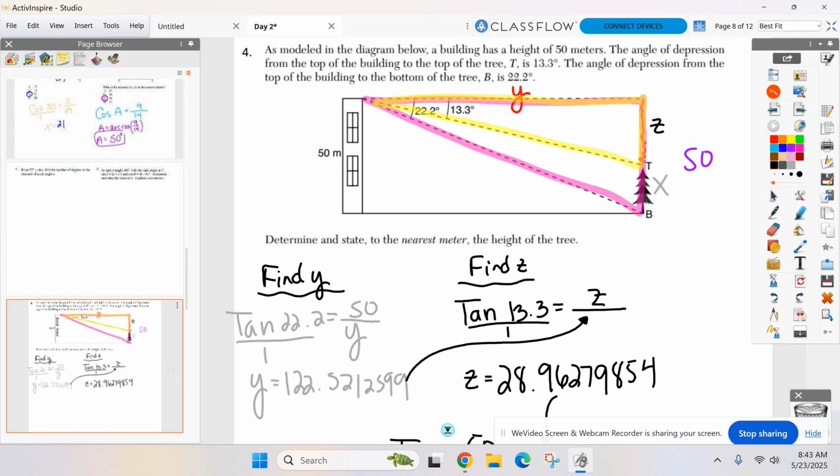Also, I just want to make it clear too, that's not the only way to do this. I don't know if anybody was thinking maybe there's a right triangle down here. If that's 22.2, alternate interior angles, that's 22.2. You could have found this side and said it was equal to that one. A couple different ways here. Just don't think it's my way or nothing. There's a couple of different ways. All right, all good there? All right, let's go back to number 3 now.